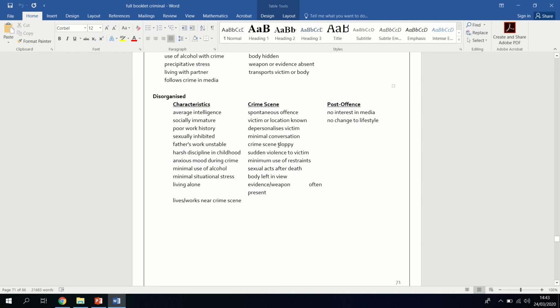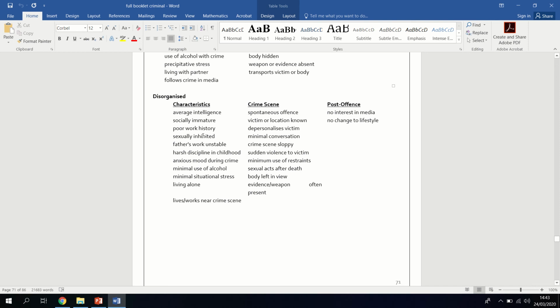Minimal conversation. The crime scene is sloppy. They've left their weapon. They've left blood splatter. They may have left semen, etc. Suddenly violent to the victim as well. Sexual acts after death, usually a disorganized criminal will act in. The body is left in view and the evidence of the weapon is there. After the offence, there's no interest in the media, no change to their lifestyle. So it's very spontaneous.